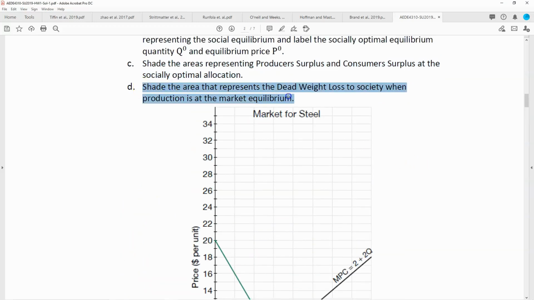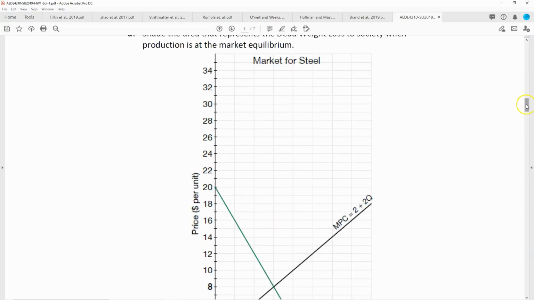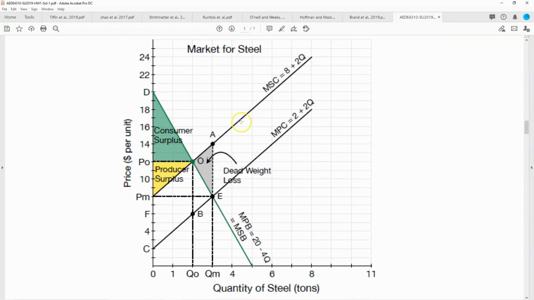And for E, shade the area that represents the deadweight loss to society when production is at the market equilibrium. So for this one, there is a very simple way to find the deadweight loss due to the market equilibrium. First, we find the market equilibrium point. It is the intersection of the marginal private cost and the marginal private benefit curves, which should be E. And then O is the social optimal level.